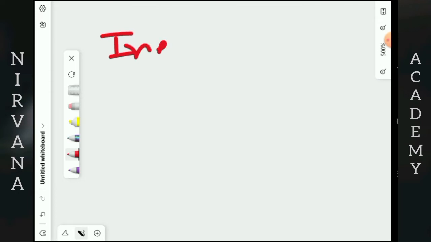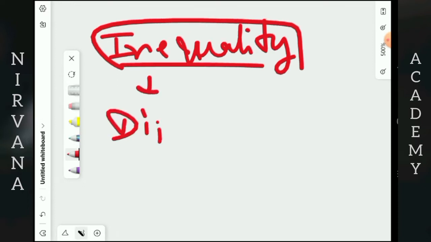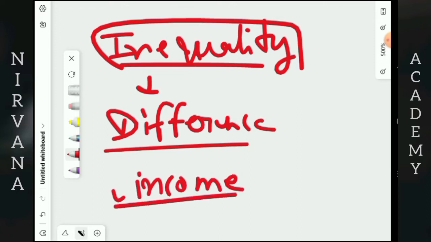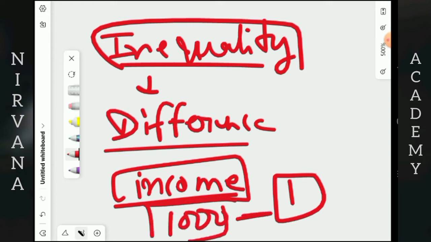Inequality, it is the difference between income of individuals. Let's suppose one individual is earning 1 crore per month and other individual is earning 1000 rupees. So it is the difference between the income of individuals or different section of society.